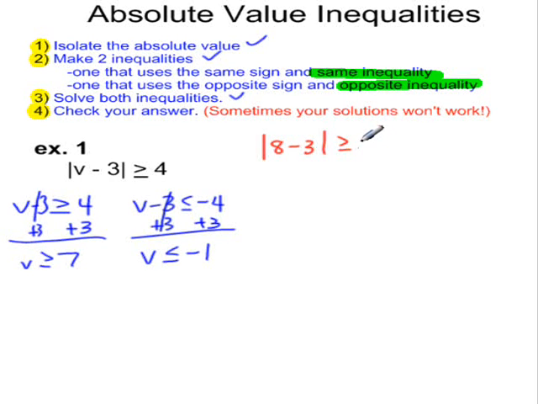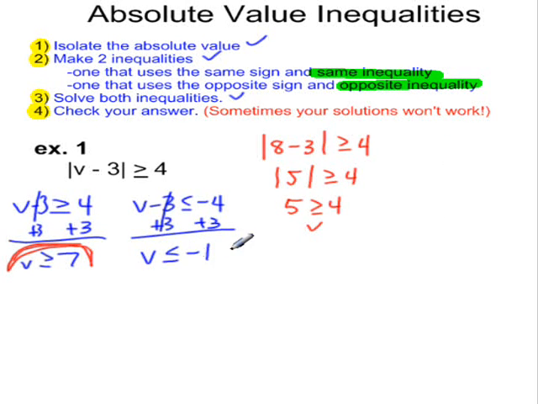And we'll have 8 minus 3 in the absolute value is greater than or equal to 4. And let's check to make sure that this is true. 8 minus 3 is 5. Absolute value of 5 is 5. And 5 is greater than or equal to 4. So this solution works. I know that I've got this one for one of my answers here. Let's try the other one.